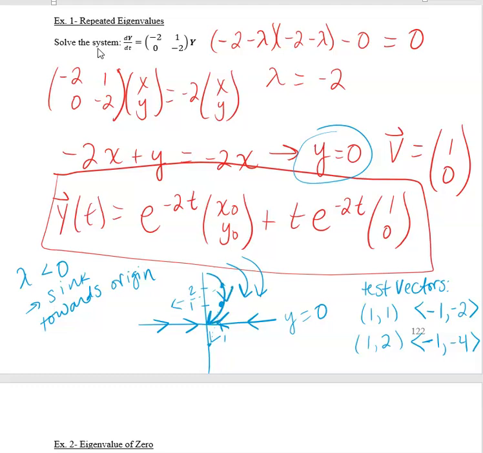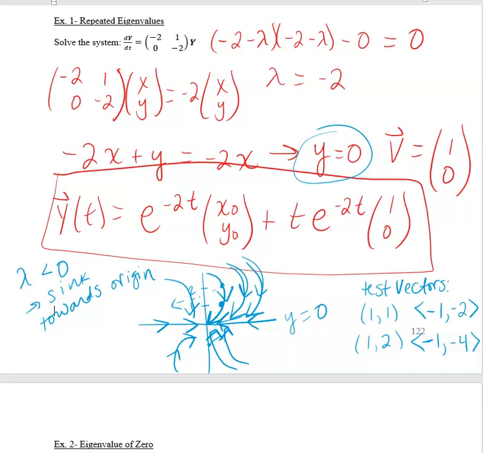So my solution curves are going to go this way towards the origin, and then the same thing's going to happen down here in this quadrant. My solution curves are going to go this way, and everything is going to kind of follow that sort of pattern towards the origin.